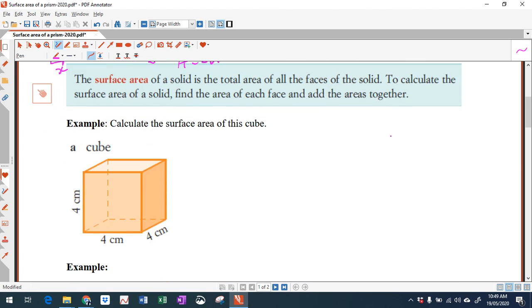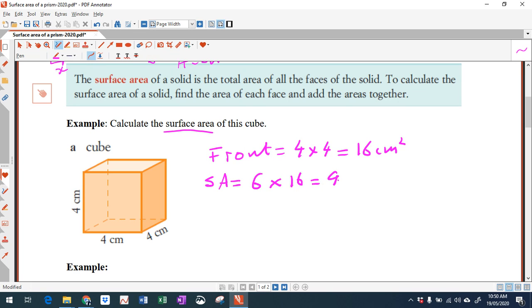The surface area of a solid is the total area of all the faces of the solid. Okay, so our first solid here is a cube. We've got to calculate the surface area of this cube. So I'm just going to calculate the area of the front first. The front face is 4 times 4, which is equal to 16 square centimetres. And that means the surface area is, well, there's 6 identical faces on the cube, so 6 lots of 16 will give me 96 square centimetres. That's the first one.